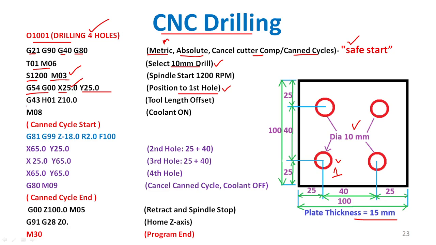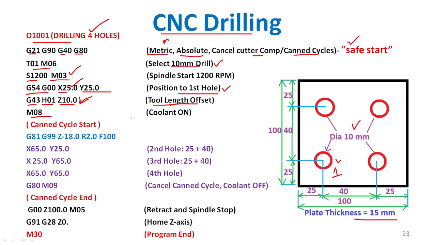Then the tool length offset, G43 H01 Z10. The 10 mm tool is 10 mm above the workpiece. This is the tool length offset.